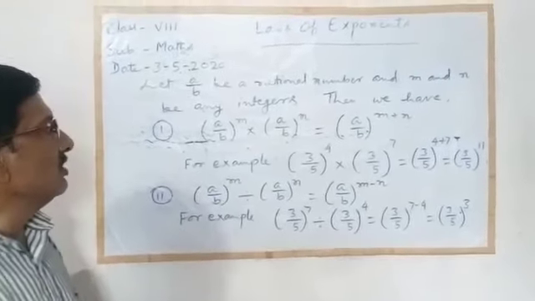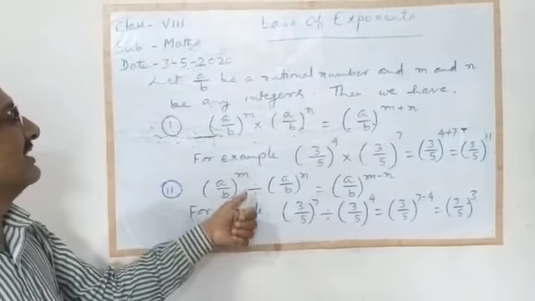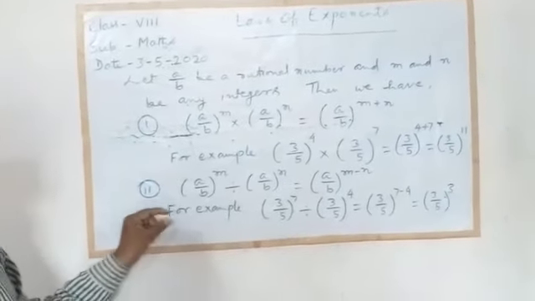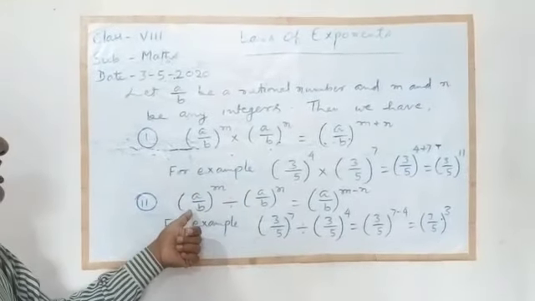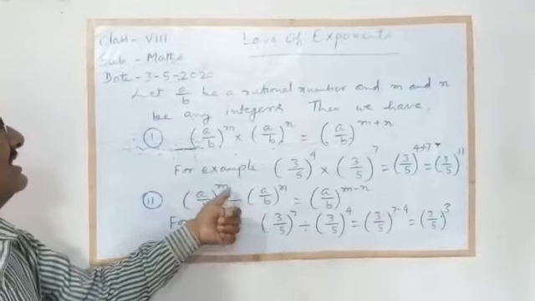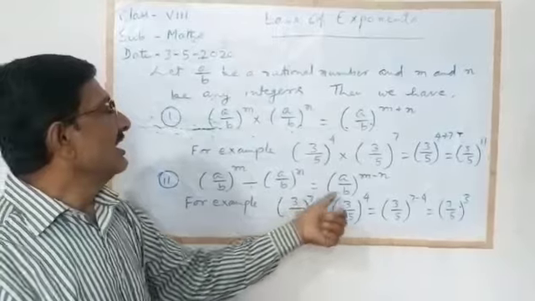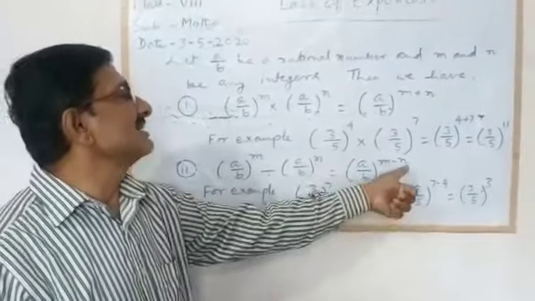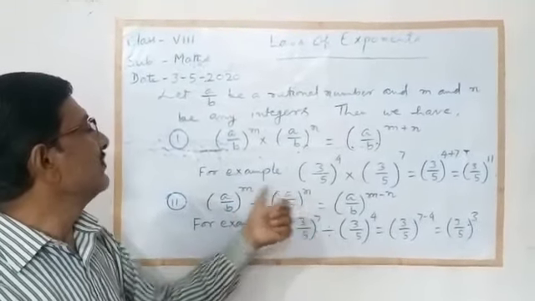In the second rule, a by b to the power m is divided by a by b to the power n. Here also we are observing that the bases are the same. Here a by b, and here also it is a by b, and their integral powers are different. So here the rule will be a by b to the power m minus n. We are just deducting n from m.